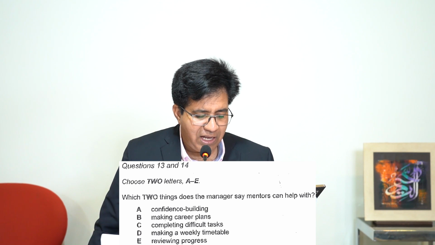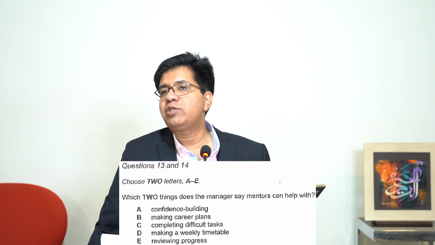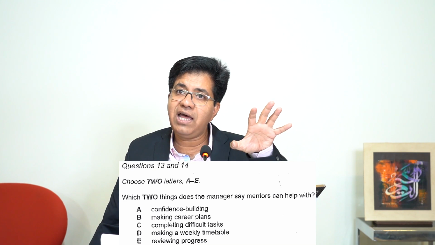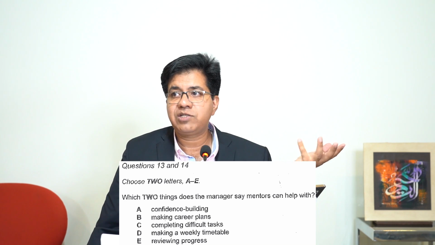Option D, making weekly timetable. And option E, reviewing progress. So out of 5 things, there are 2 things where mentor will help you. That is the answer. Where mentor cannot help you, that is not the answer.